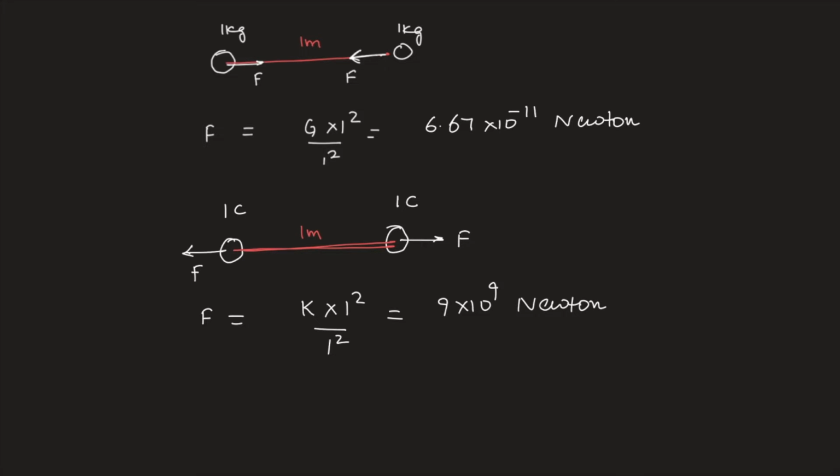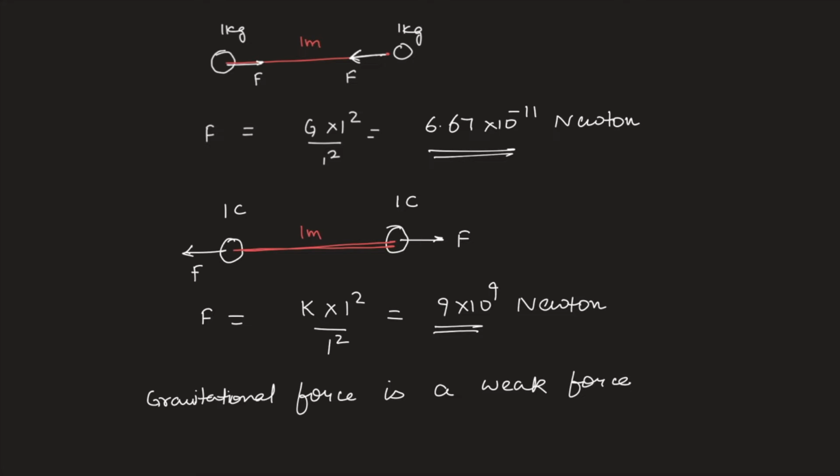So if you compare these two values, you will see that the gravitational force is a weak force. Gravitational force is a weak force. It's a weak force because the magnitude of forces between two unit masses is substantially small.